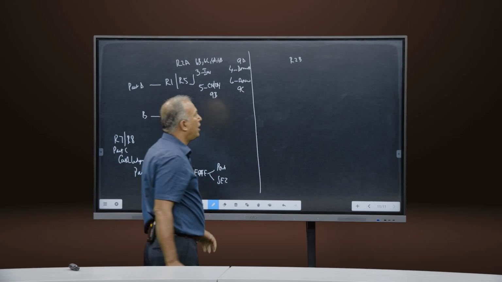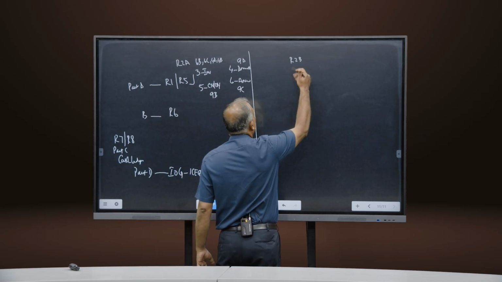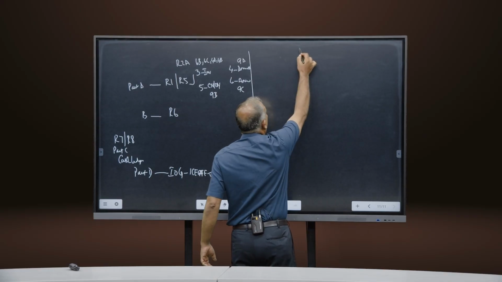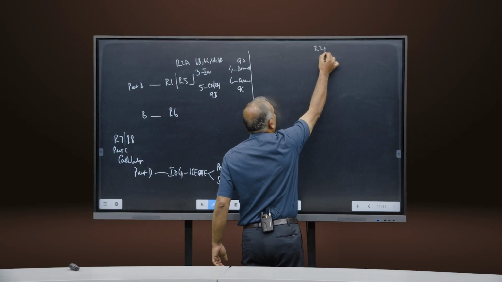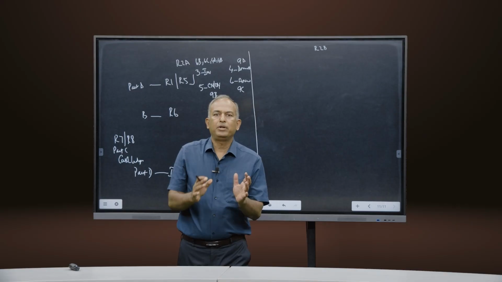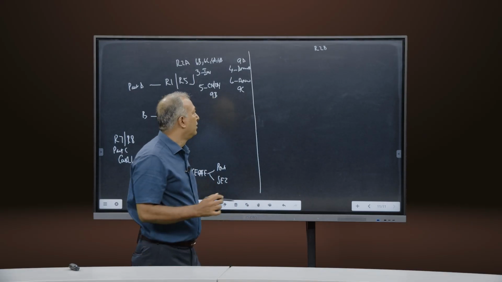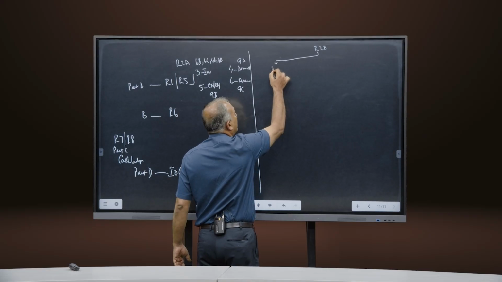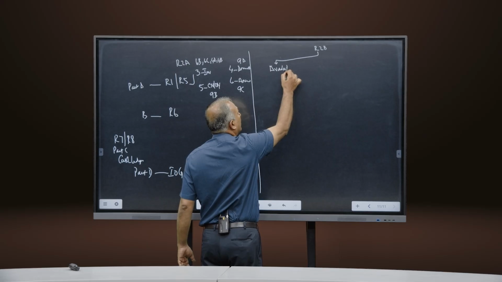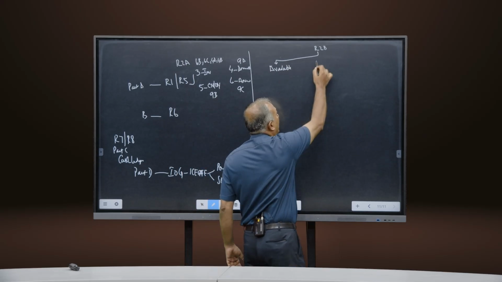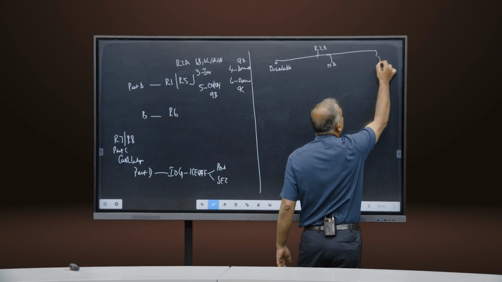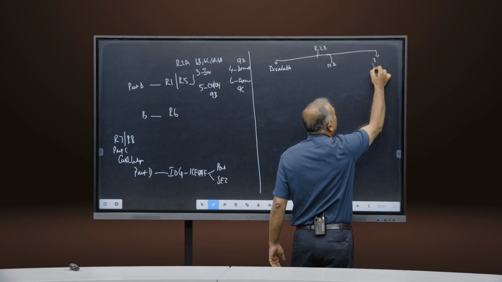Now, when it comes to the R2B, I'm just going to take it a little up here. R2B actually has fundamentally 3 components. The first part where it is possible to identify ITC available. The second part is ITC not available. And the third part is what pertains to actually Rule 37A.